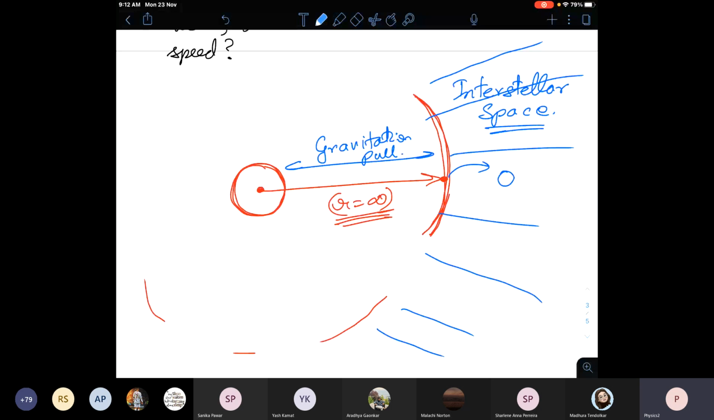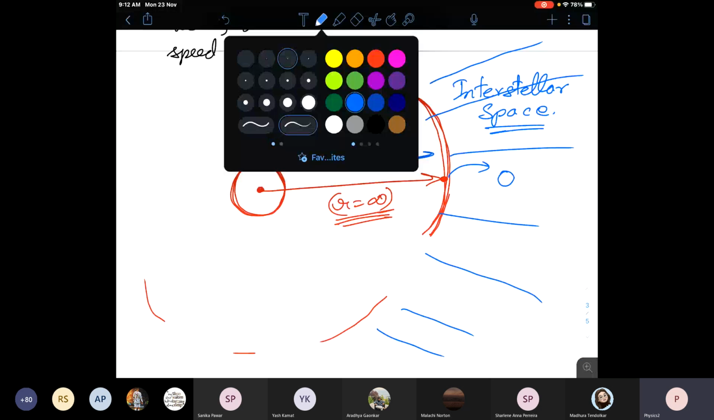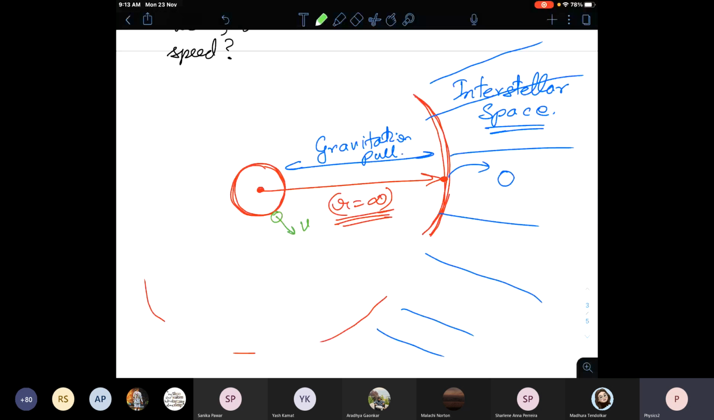It can be any planet. You can take Mars, Pluto, Neptune, any planet. Beyond the gravitational pull of that planet, there will be some space, and that space is called interstellar space. Now just imagine I have an object kept on the surface and I have launched it with some velocity, so large that even when it reaches infinity, it is still moving with some different velocity.